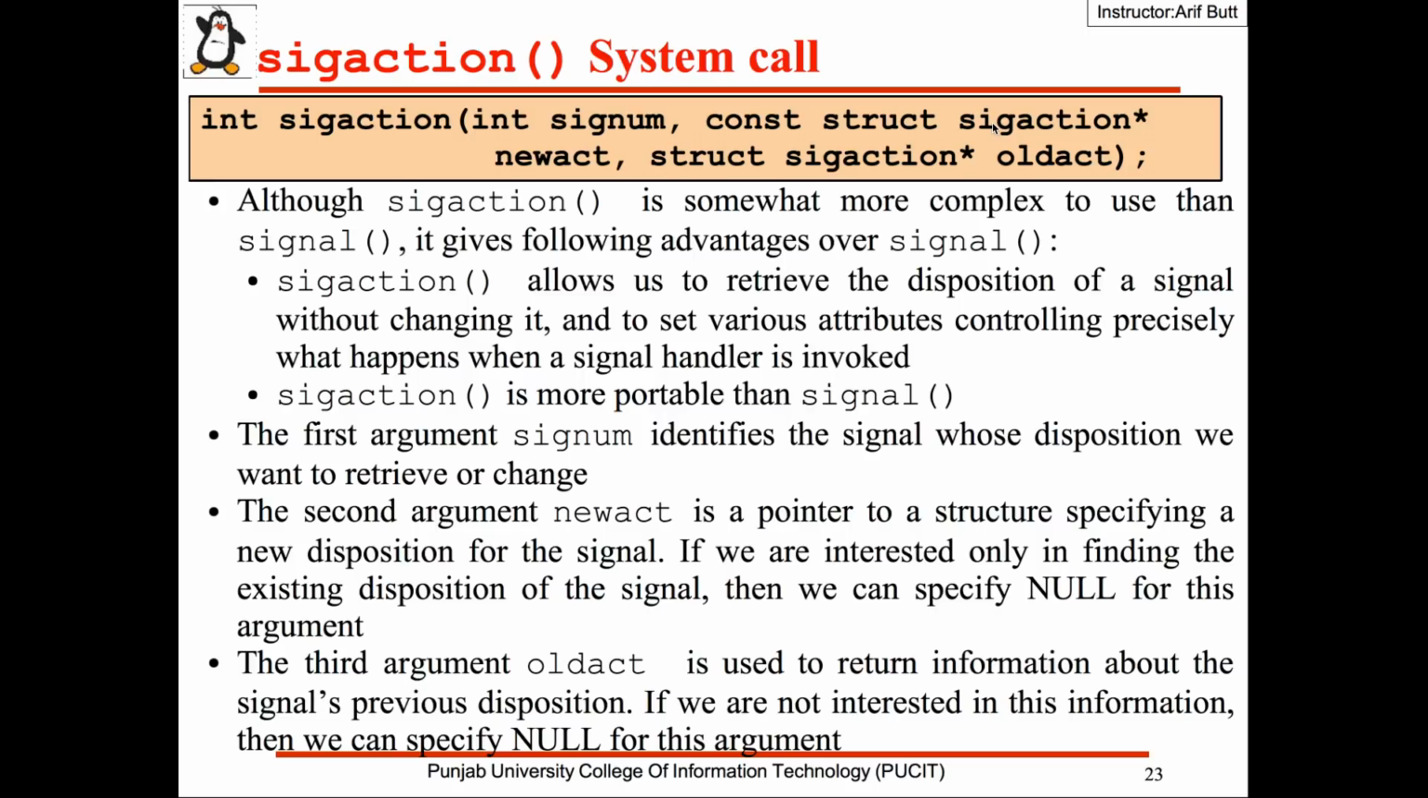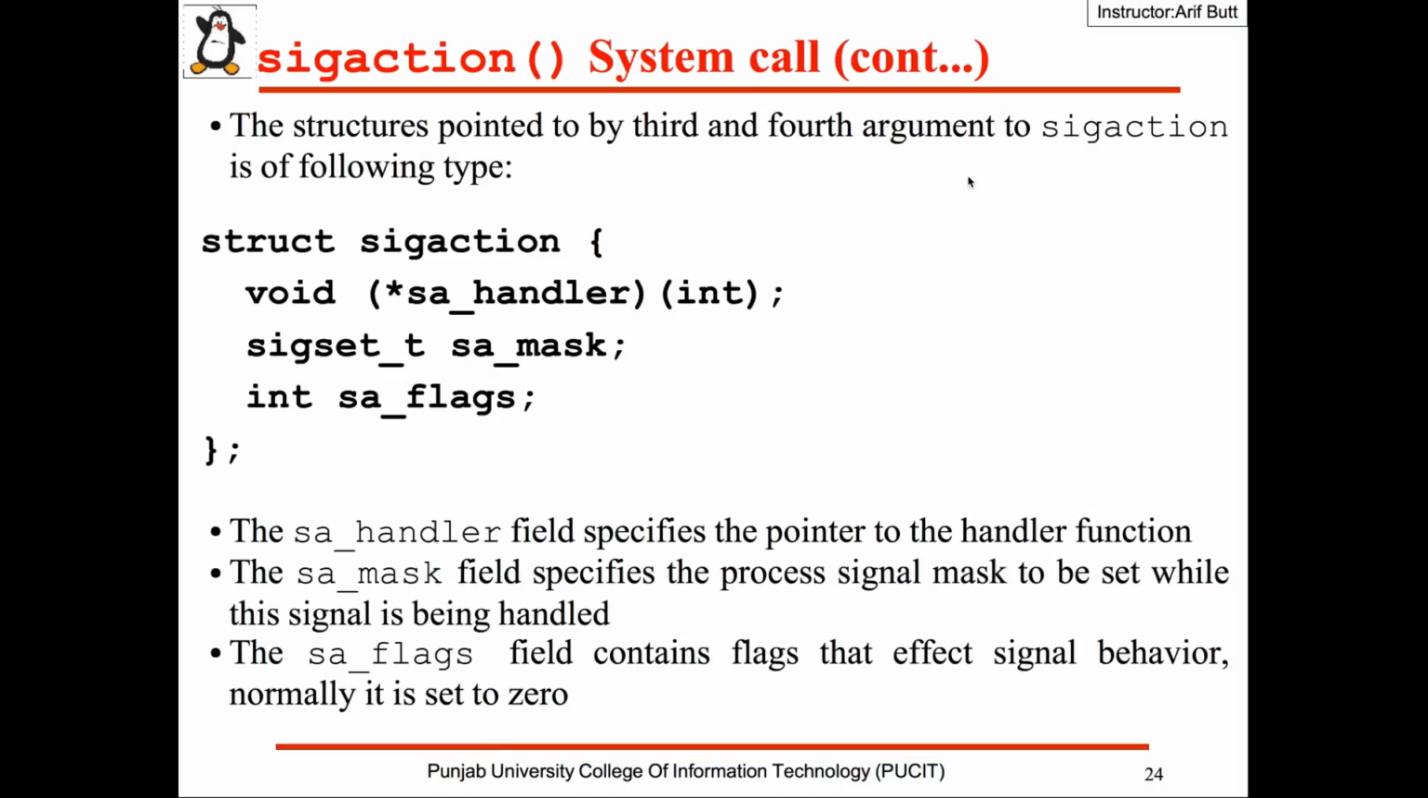If we are interested only in finding the existing disposition of the signal, we can specify null in the second argument. Otherwise, we specify a sigaction object over here. The third argument is the OldAct, and it is used to store information about the previous signal disposition. And if we are not interested in this information, we can always specify a null over here. Do see the man page of this call for detail. Let me see if we have the structure over here. Yes. So this slide shows you the structure of sigaction.